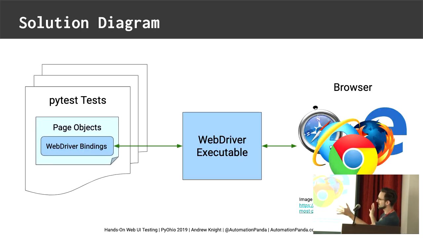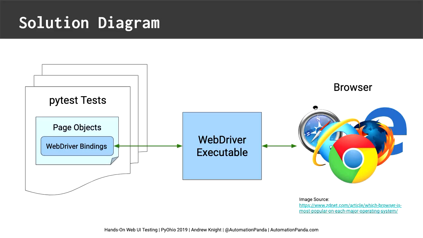So if we were to visualize what this looks like for our solution, we're going to write our tests as functions in PyTest, where every function is a test case. The PyTest functions are going to call page object methods. Page object methods are going to make Selenium WebDriver calls, which have those native WebDriver bindings in Python. And this is all Python code that we're going to write.